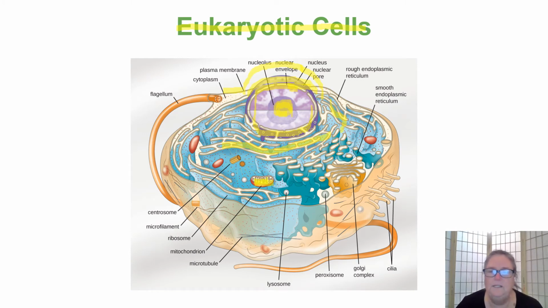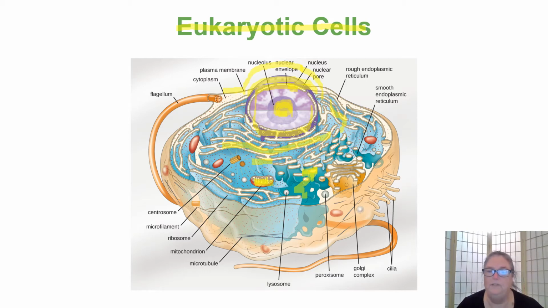And then you see some that's smooth. This is smooth ER with no ribosomes. If it's rough, it's got the dots. It's got the ribosomes. So we have two kinds of endoplasmic reticulum. They're both membranous. They're both attached to one another and to the nucleus. Rough ER has ribosomes and produces protein. Smooth ER does not have ribosomes and produces lipids.